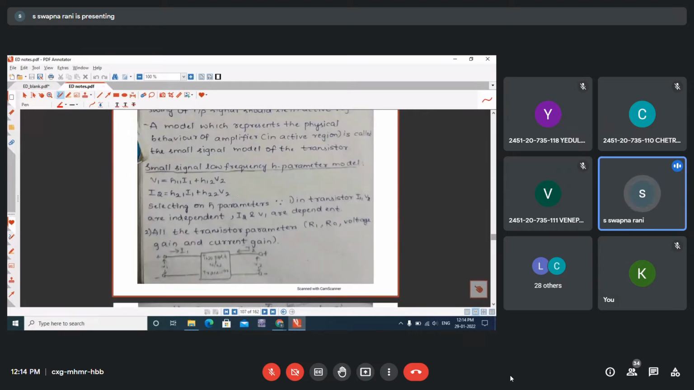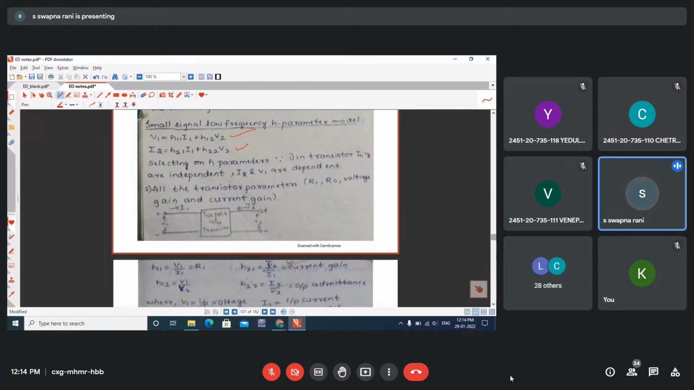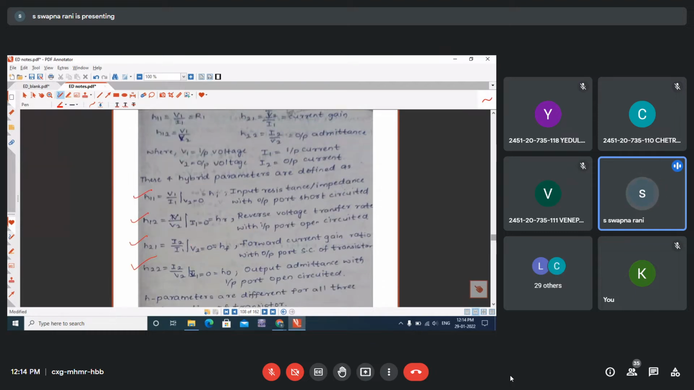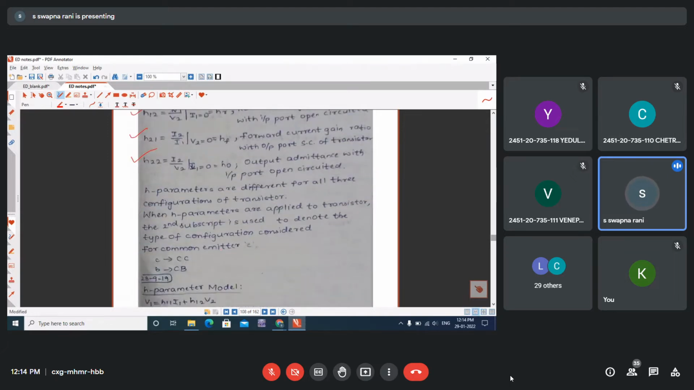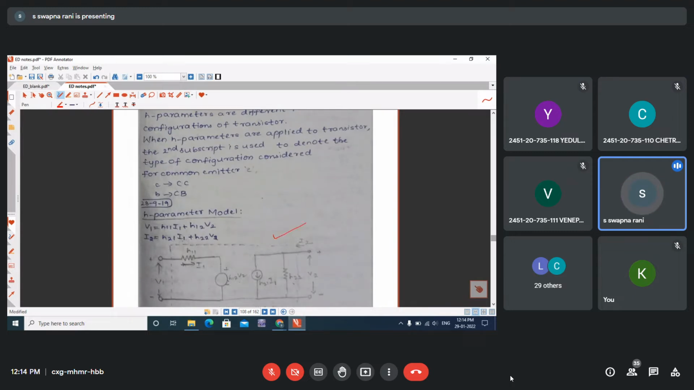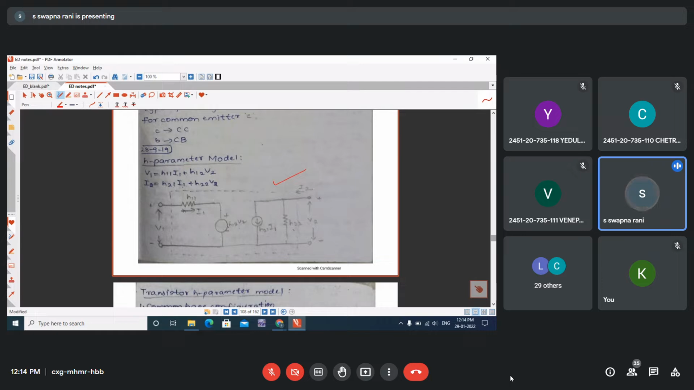So we have taken these two equations of the H parameter model, and with the use of these equations, we can define the four parameters. H refers to hybrid because all these four parameters are of different dimensions. They are alike, therefore they are called hybrid parameters. And this is the generalized model which is drawn based on these two equations.